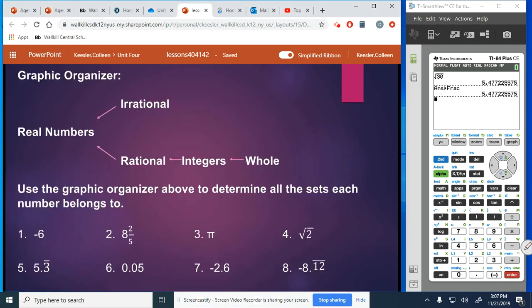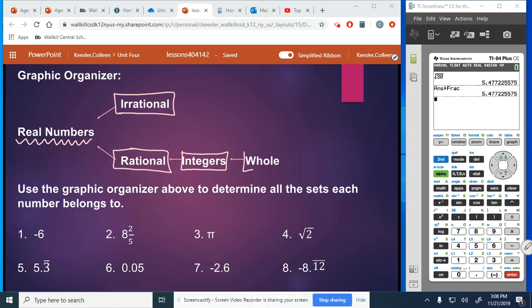Okay, so here's a little graphic organizer to help you figure out what sets any number belongs to. So we have real numbers as the main category. It is the set that contains every number. And that's split into two separate categories, irrational and rational. Irrational is alone by itself. It doesn't have any subcategories in it. If a number is irrational, it doesn't belong to any other sets. And then within the rational numbers, we have integers, and within the integers, we have whole numbers.